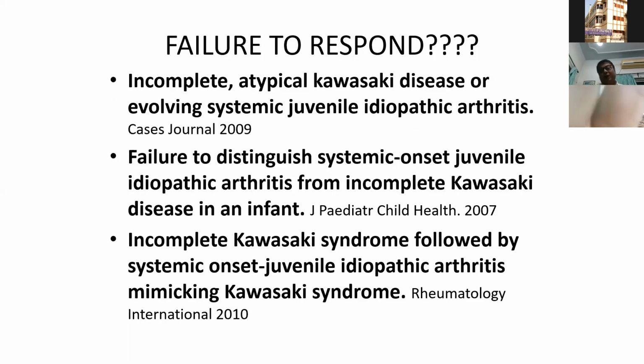So what happens if the patient fails to respond? Definitely we have looked at the drugs, but one again should suspect whether we are really dealing with Kawasaki if the patient is failing to respond. Sometimes it's important to revise the diagnosis. As I said, occasionally systemic JIA patients can resemble Kawasaki at onset. There are various papers; you can see there are lots of publications.